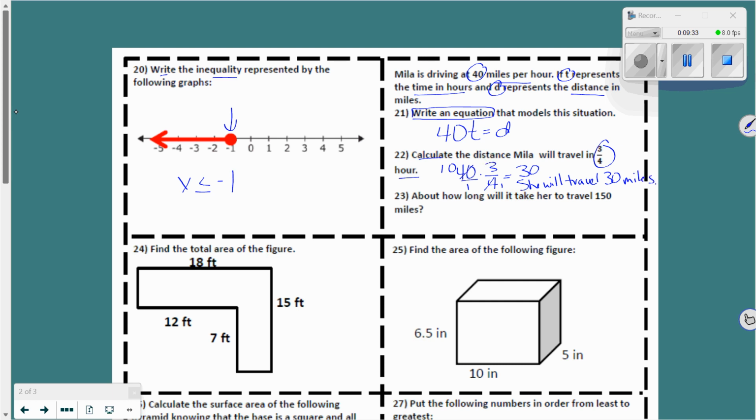Our next one, about how long will it take her to travel 150 miles? Now what did they give me? The distance. So now I'm solving for t. So if we went back, in order to solve for t, I need to get rid of this, meaning I'm going to divide both sides by 40. So t equals d over 40.